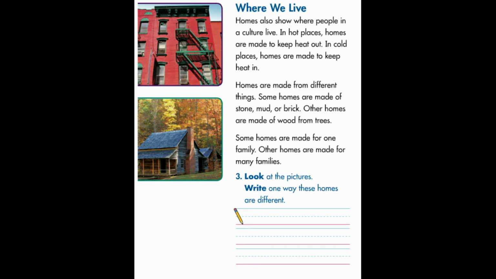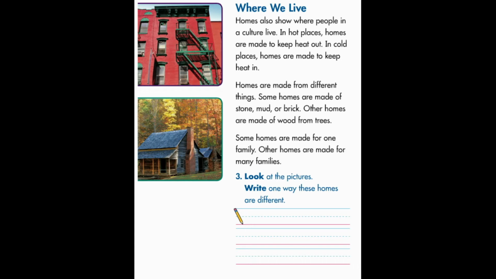Where we live. Homes also show where people in a culture live. In hot places, homes are made to keep heat out. In cold places, homes are made to keep heat in. Homes are made from different things. Some homes are made of stone, mud, or brick. Other homes are made of wood from trees. Some homes are made for one family. Other homes are made for many families. Look at the pictures. Write one way these homes are different.